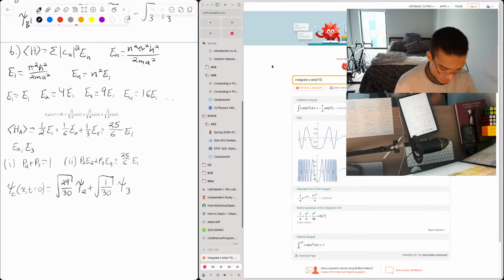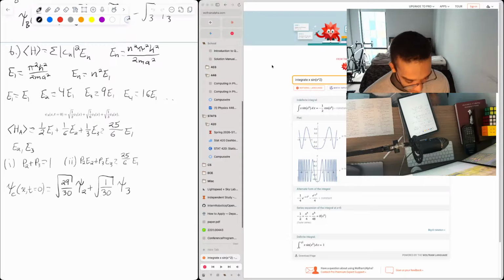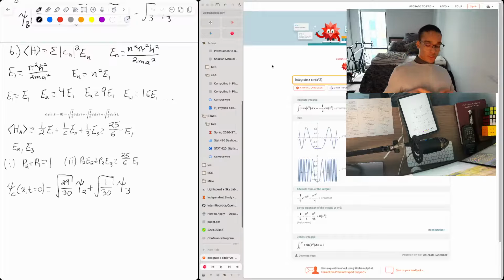Then your two conditions are that the sum of the probabilities equals 1, or the probabilities are equal to the coefficient squared, and that we get the same exact expectation value for h. Yeah, easy peasy. These are both on my equation sheet. You just do the two cases.